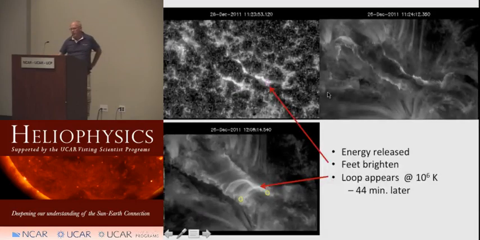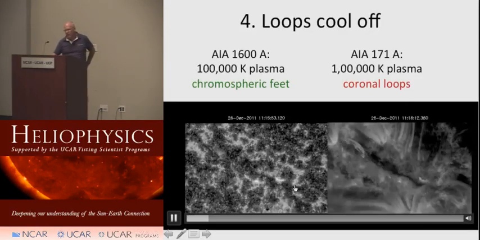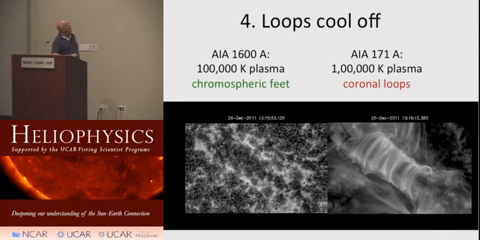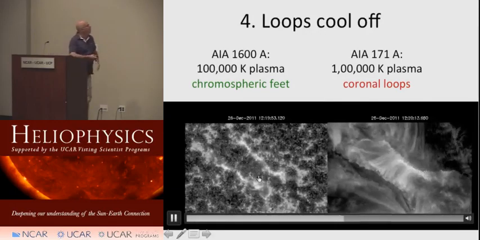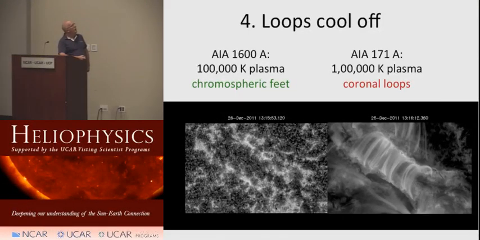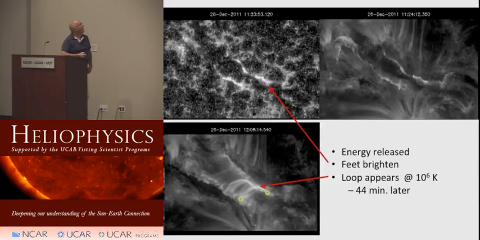And let's play that movie once more, because it is, in my opinion, a very cool movie. We are seeing the evaporation. The reason it's so bright at 100,000 Kelvin is because the density has risen up so high there. Here, we see these beautiful loops. These are the results of the magnetic reconnection, and then basically those field lines that are left behind by the magnetic reconnection.